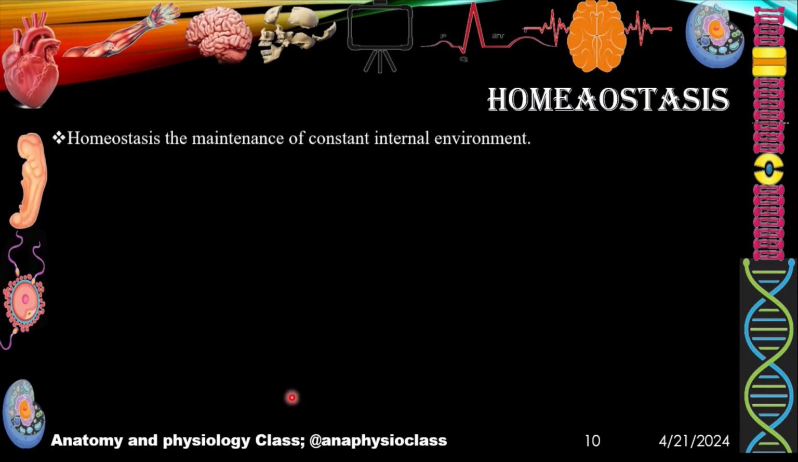So homeostasis. Physiology is all about homeostasis. Homeostasis is the maintenance of a constant internal environment. Maintenance of the internal environment in a constant manner. The internal environment is composed of the fluids or the substances that are found in the internal part of the body.